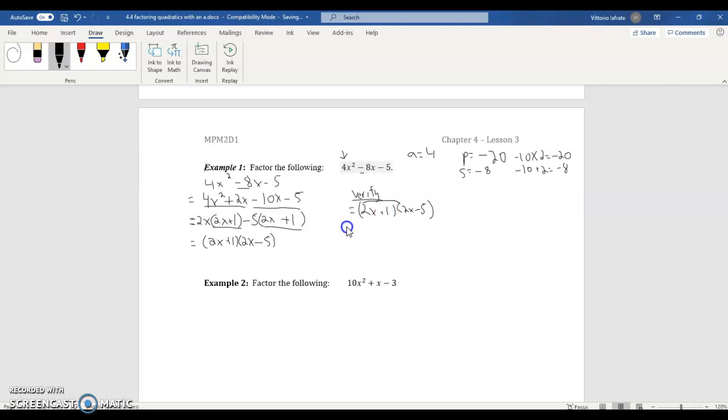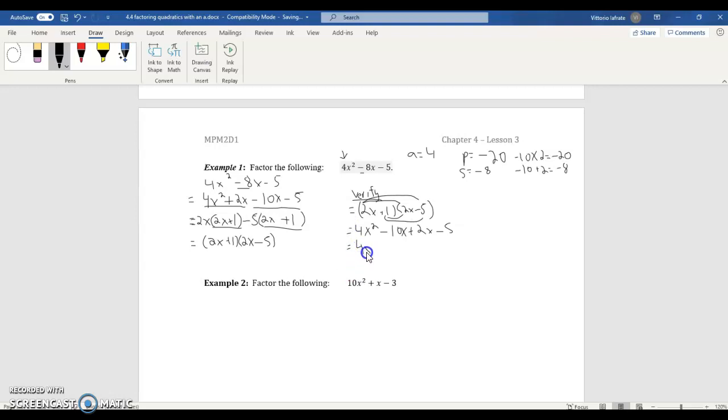So first terms here would be 4x squared. We can then do our outer terms there, so plus or minus 10x. We can do our inner terms here, plus 2x. We can do our last terms here, minus 5. We can clean this up. Again, make sure you align those equal signs there.